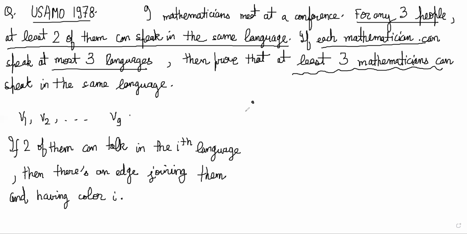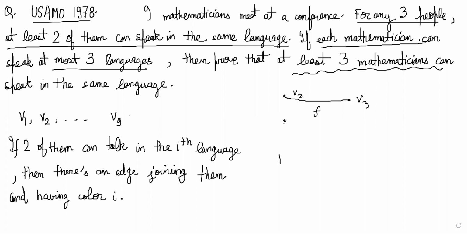So V1, V2, V3, V4. Suppose I'm just drawing four of them right now. Suppose V1 and V4 can talk in English, then this will be some E color, right? And V2 and V3 could talk in French, then this will be some F color, right? So if these two can talk in some language, then you will join them with a link, with an edge, and color that edge with some label, right? So that is the idea here.